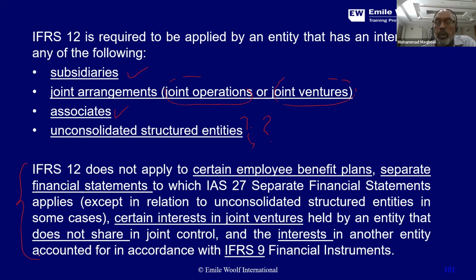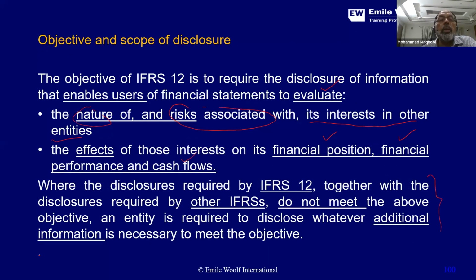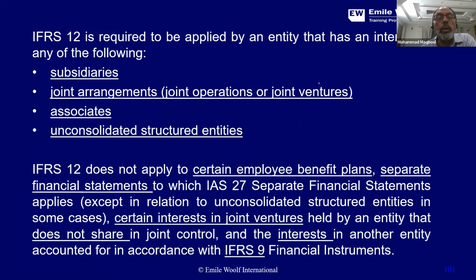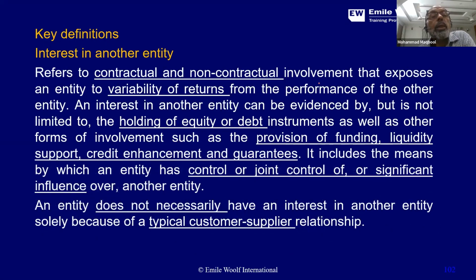Okay. Now, for each kind of investment, what disclosure should be there? The objective of IFRS 12 is to require the disclosure of information that enables users of financial statements to evaluate the nature and risks. I already covered that, I had gone back. Now, interest in other entities.